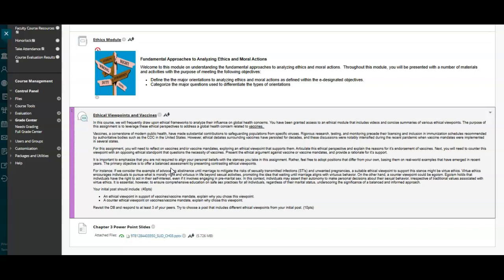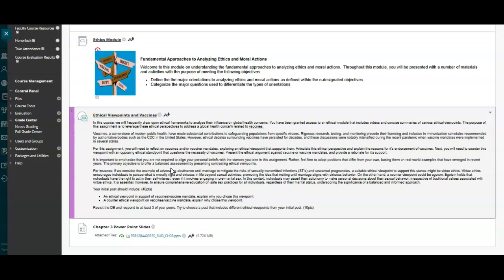Don't just tell me, I think it is this viewpoint because they believe in this. That's not enough for full credit. At this point in your college career, you should be able to explain why you got to that answer and provide more analysis behind it.